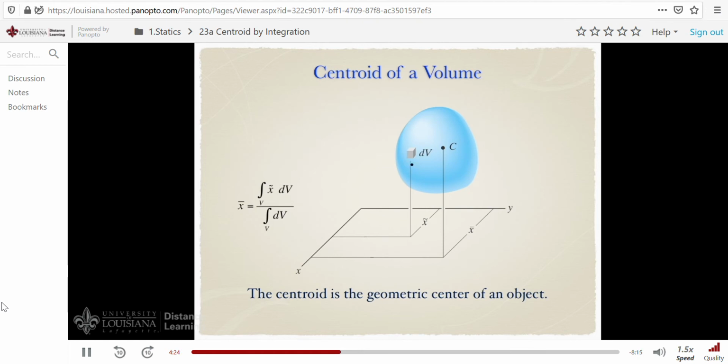I take my volume, and I divide it into a series of small differential segments, dv, and I find the moment of each of these segments around the y-axis. That, of course, is represented here. I sum up everything over the volume, and then I divide by the total volume of the shape, and I'll locate my centroidal location along the x-axis. We call that x bar. And again, this moment arm for each of the elements is referred to as x tilde.